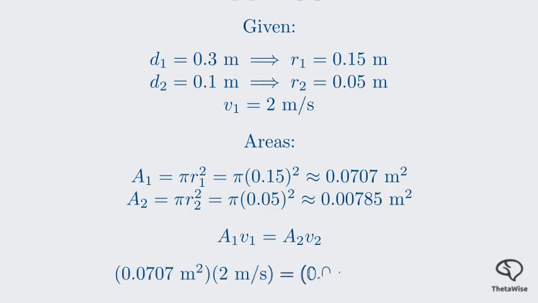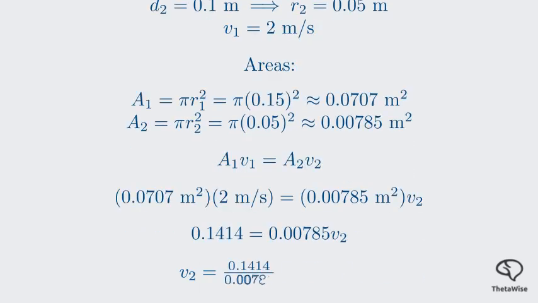Now we can plug these values into the continuity equation. We have 0.0707 times 2 equals 0.00785 times V2. Solving for V2, we get V2 equals 0.1414 divided by 0.00785, which is approximately 18 meters per second. So as the pipe narrows, the water's speed increases from 2 meters per second to 18 meters per second. This is a direct consequence of the conservation of mass.